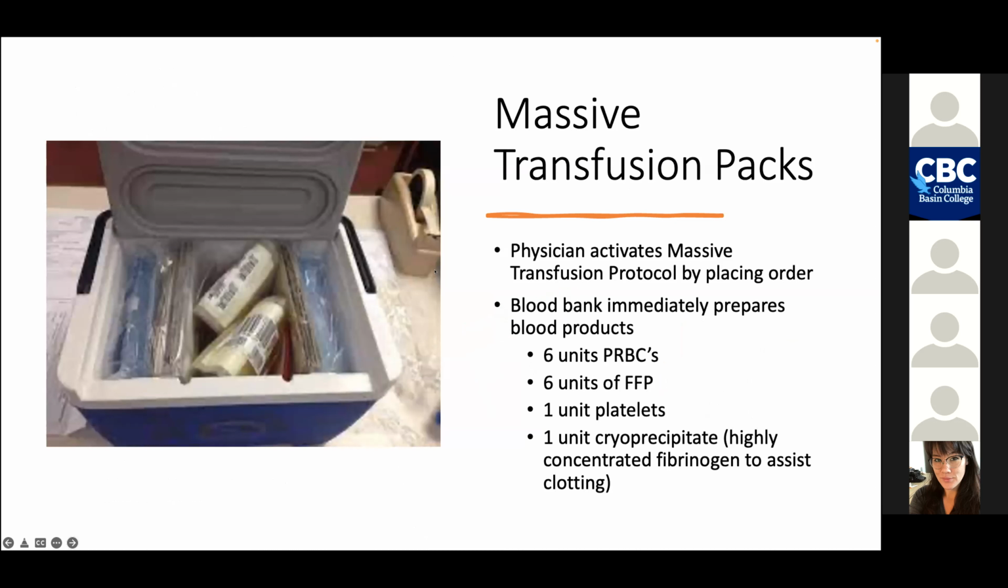This is the little cooler that the surgical RN, which I thought was interesting, goes and gets from the lab. It's a kit for the mass transfusion protocol. So the physician will activate the transfusion protocol and place the order, and the blood bank will immediately prepare 6 units of packed red blood cells, fresh frozen plasma, 1 unit of platelets, and a unit of cryo, which is basically fibrinogen that helps clotting.